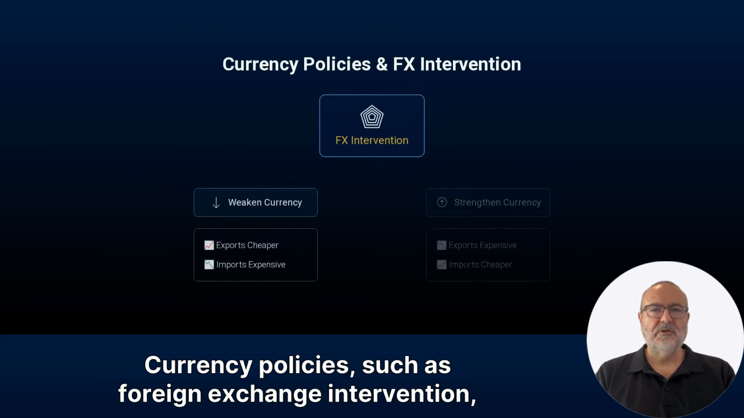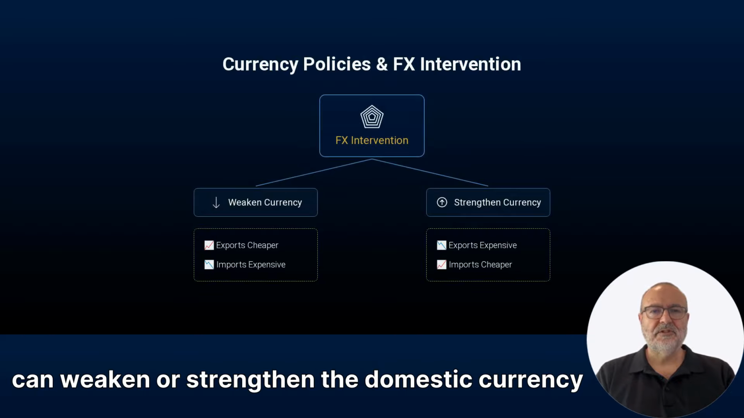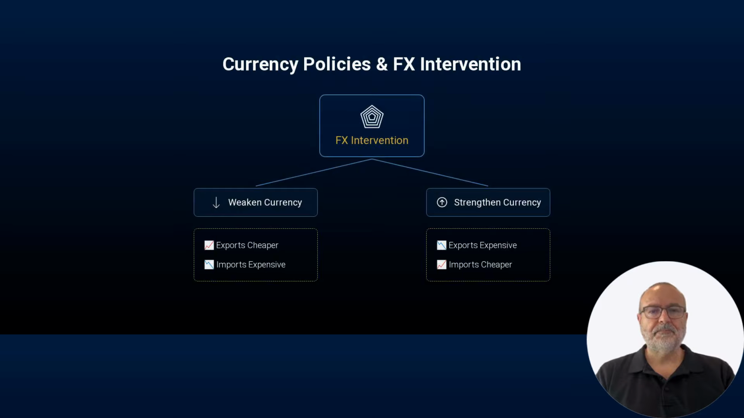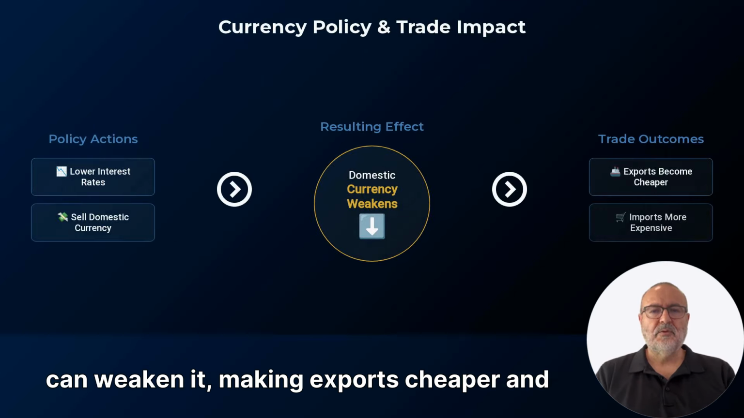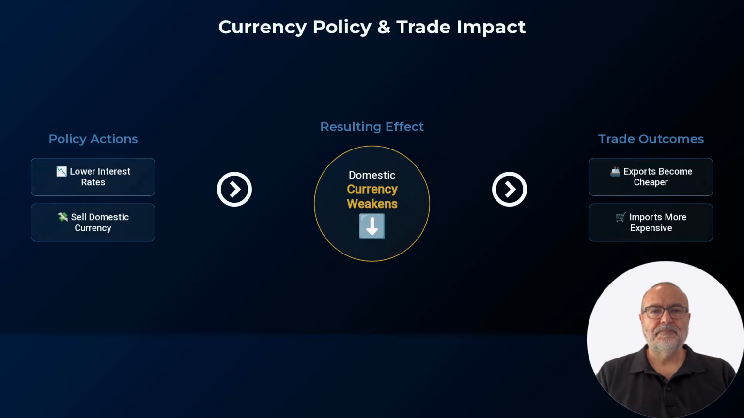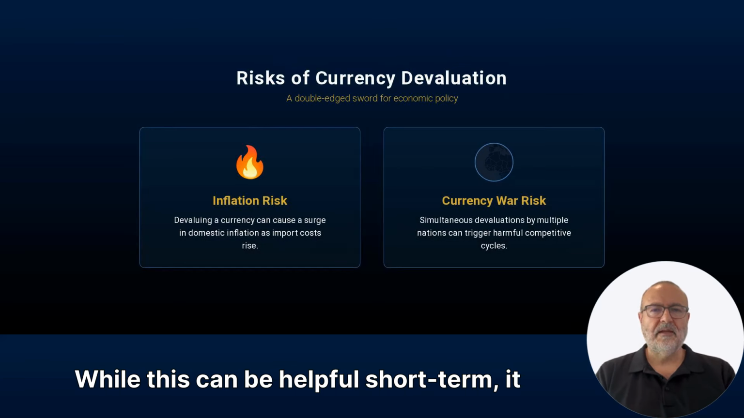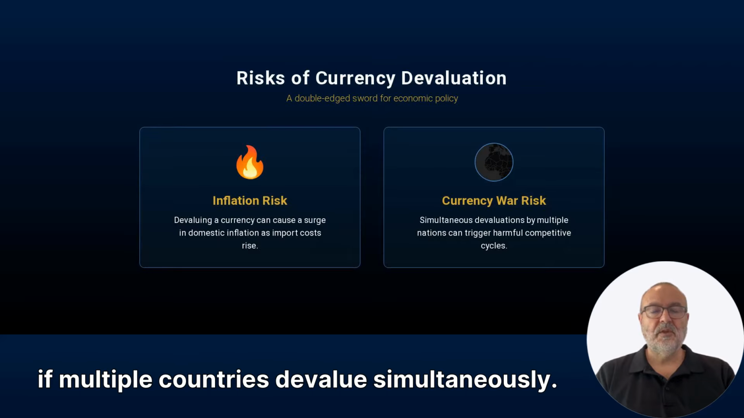Currency policies such as foreign exchange intervention can weaken or strengthen the domestic currency to influence trade outcomes. Lowering interest rates or selling domestic currency can weaken it, making exports cheaper and imports more expensive. While this can be helpful short term, it risks causing inflation and potential currency wars if multiple countries devalue simultaneously.